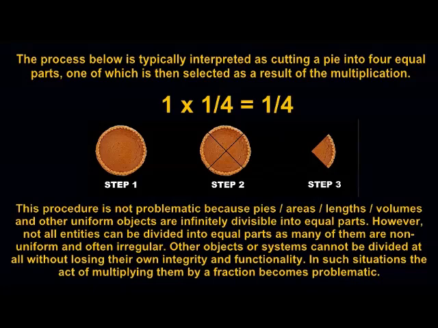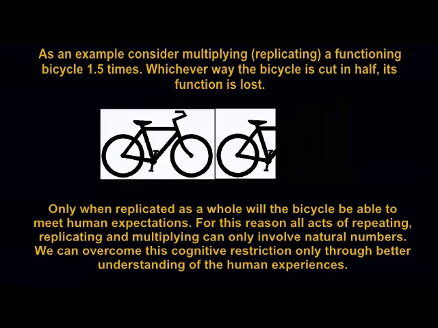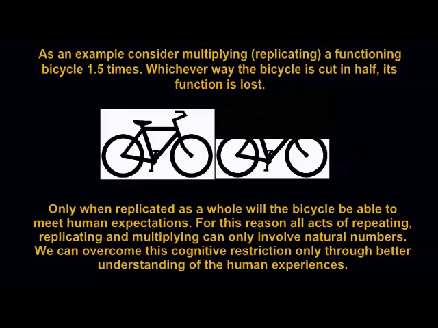However, not all entities can be divided into equal parts, as many of them are non-uniform and often irregular. Other objects or systems cannot be divided at all without losing their own integrity and functionality. In such situations, the act of multiplying them by a fraction becomes problematic. As an example, consider multiplying a functioning bicycle 1.5 times.